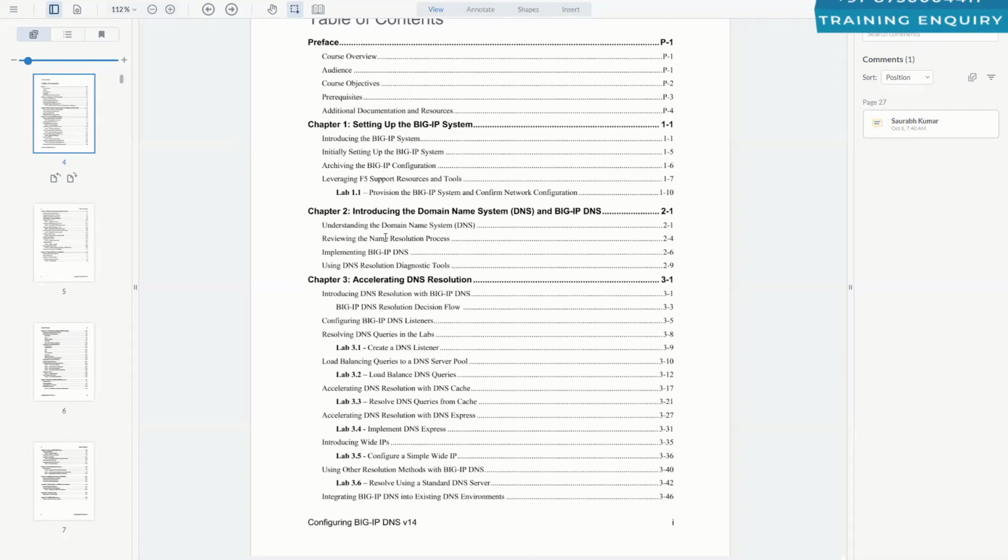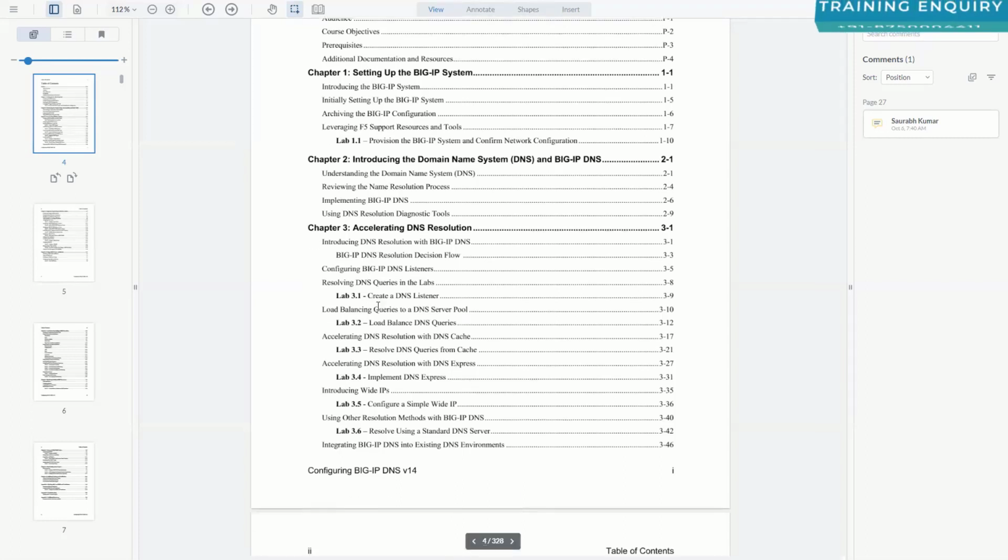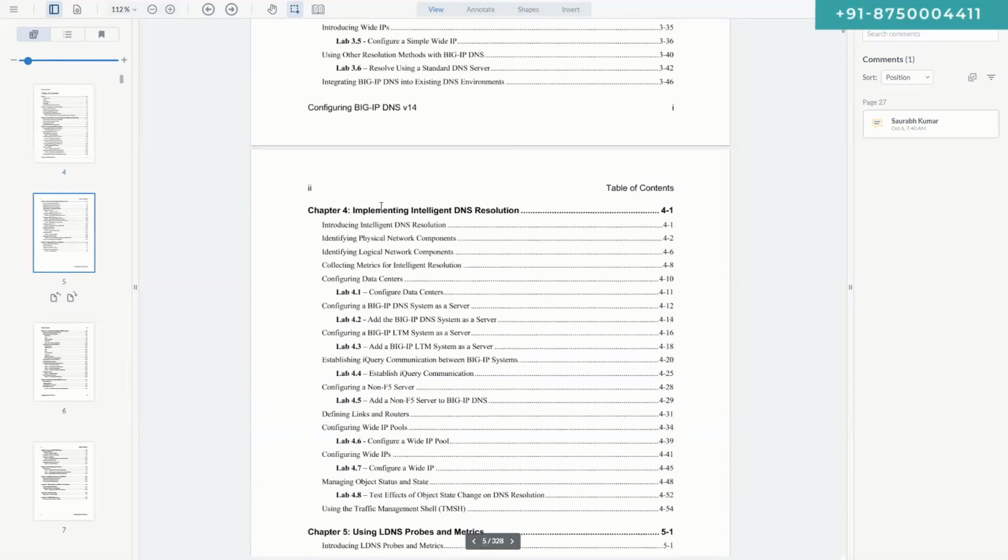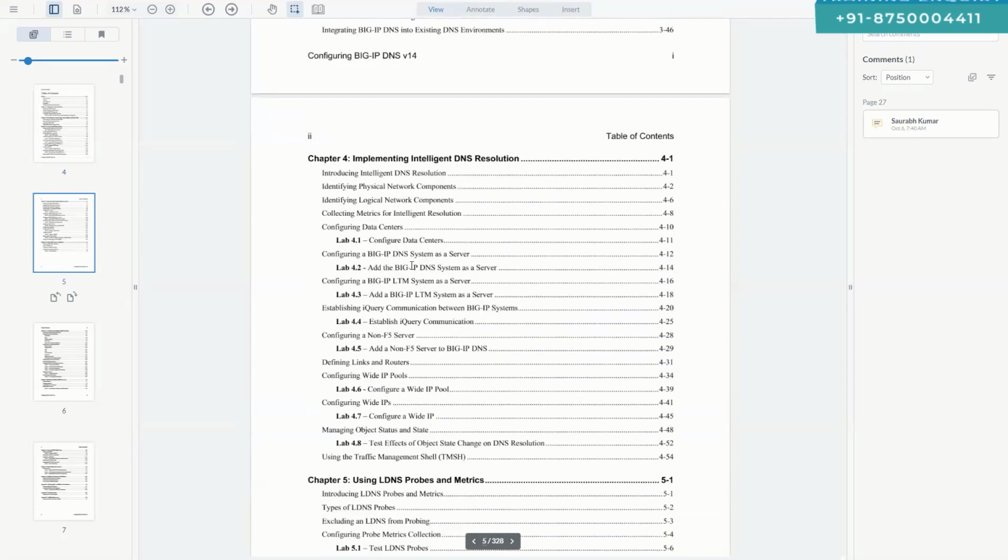Then second would be the introduction to DNS. That's where I'm going to explain how DNS works, what the use of DNS is. So that's chapter 2. And chapter 3 will be how we can accelerate the performance of DNS by leveraging the BIG-IP DNS. Then chapter 4 is going to explain the intelligence, or I would say intelligent DNS resolution.